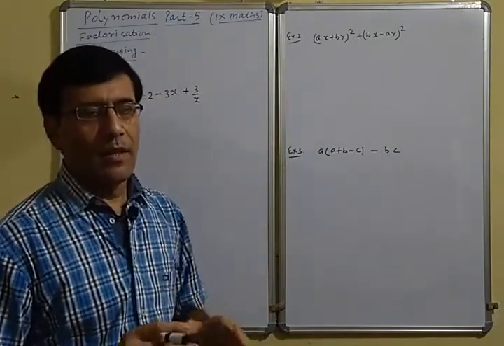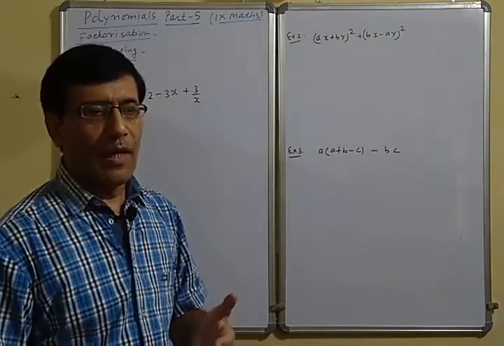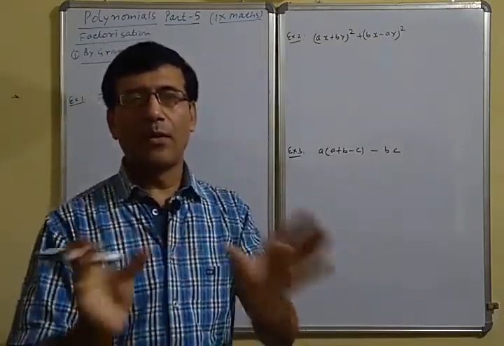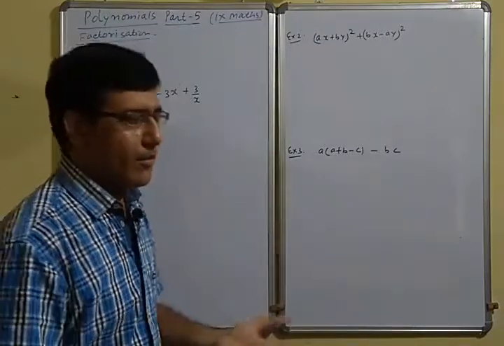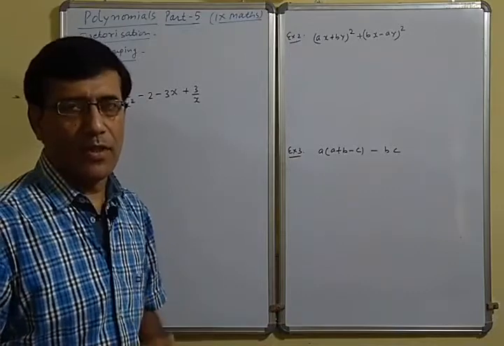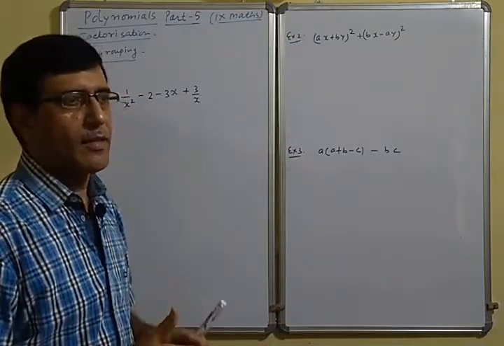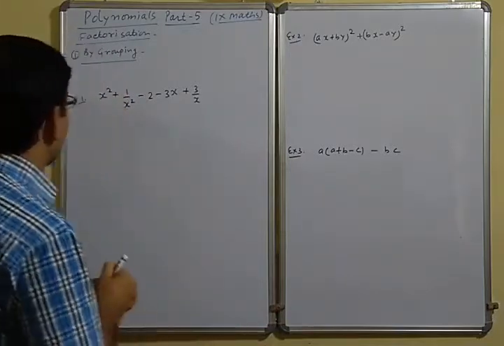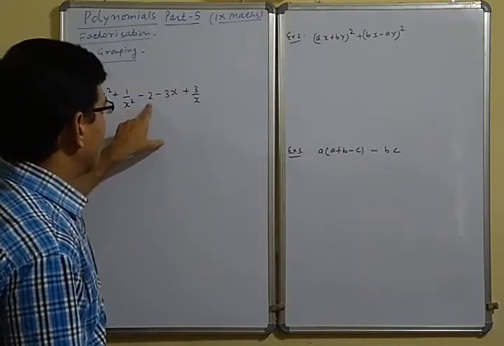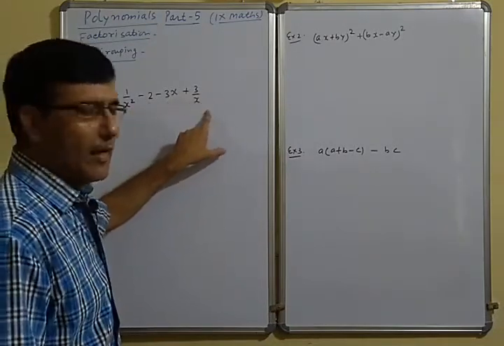Grouping means terms will be given and we have to take common factors to make them into groups. So to convert it into groups, then we will factorize it. Now let us see some questions to understand this method of grouping. The first question is x square plus 1 upon x square minus 2 minus 3x plus 3 upon x.